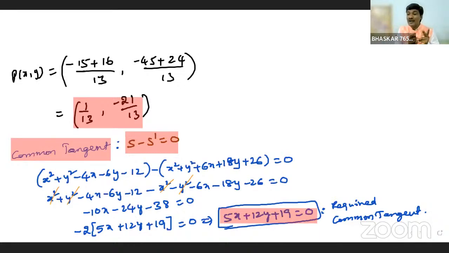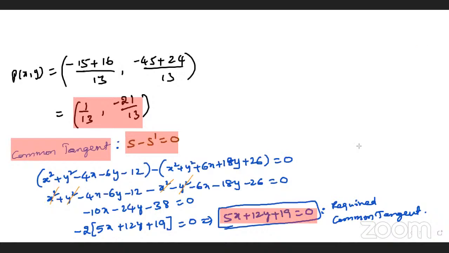Common chord and radical axis: for the same formula we have to subtract one circle from another circle. In which cases are we using this formula? Common tangent, S minus S dash is equal to 0. Common chord, S minus S dash is equal to 0.